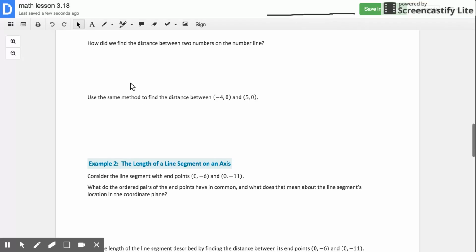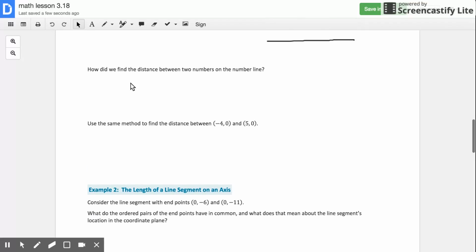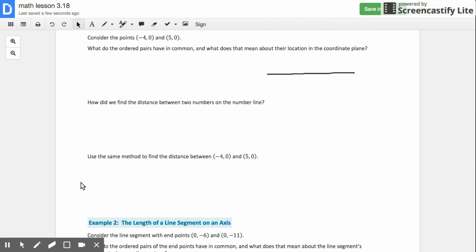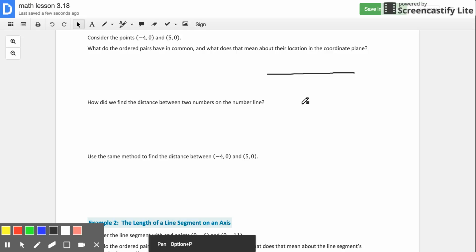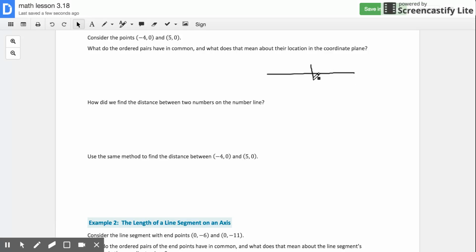So how do we find the distance between the two numbers? So for this one, let's see. 5 is somewhere over here, and -4 is somewhere over here. Let's just say, and we're just thinking about this like a number line. How many jumps or units is it from -4 to 0, and then again from 0 to the 5?